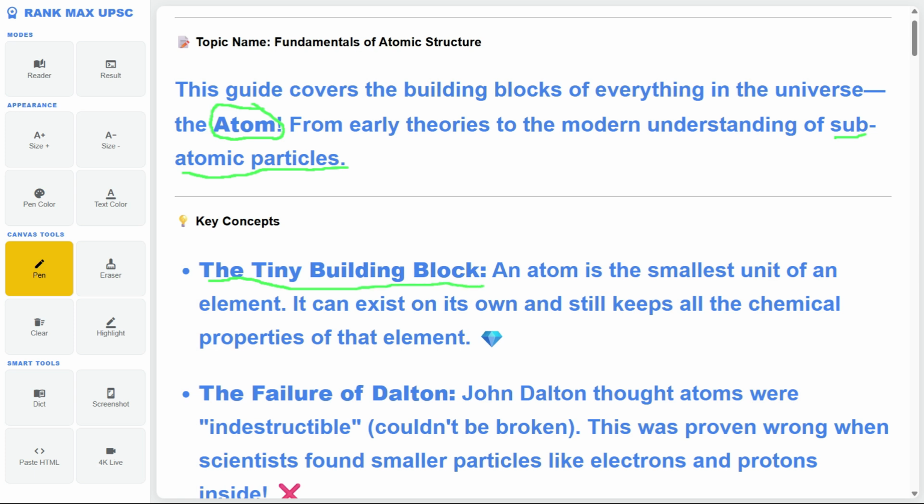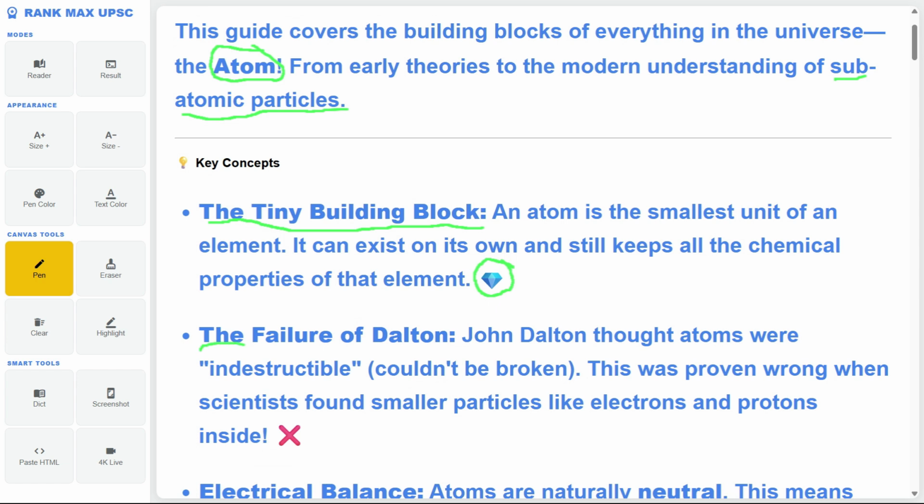An atom is the smallest unit of an element. It can exist on its own and still keep all the chemical properties of that element. John Dalton thought atoms were indestructible, couldn't be broken. This was proven wrong when scientists found smaller particles like electrons and protons inside.